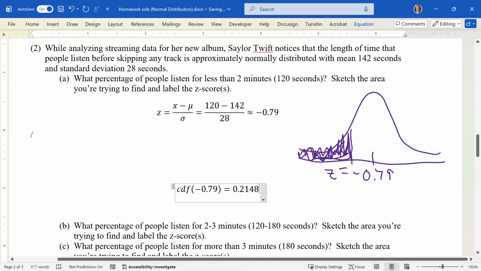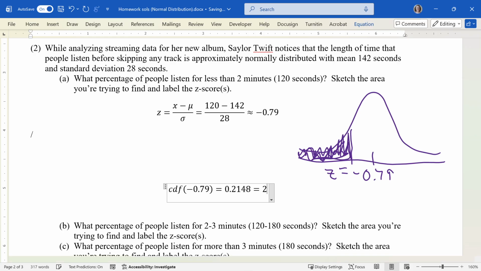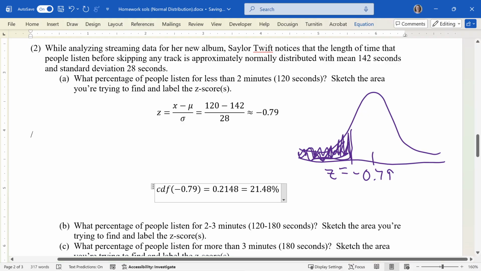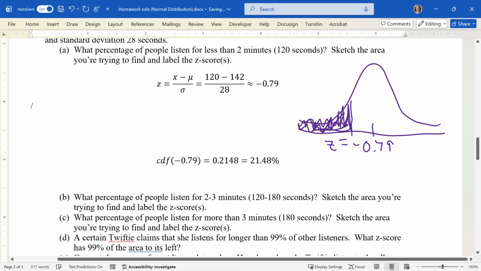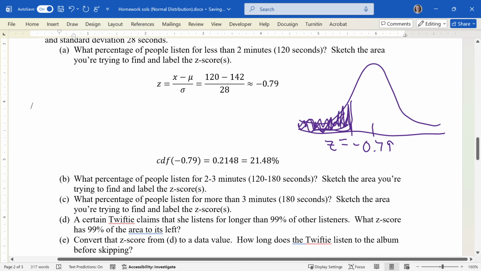Okay. So that is the percentage. And since it asked as a percentage, we should answer as a percentage. So I'm going to write this as a percentage. This is 21.48%. Okay. So next question, what percentage of people listen for 2 to 3 minutes? So 120 to 180 seconds.